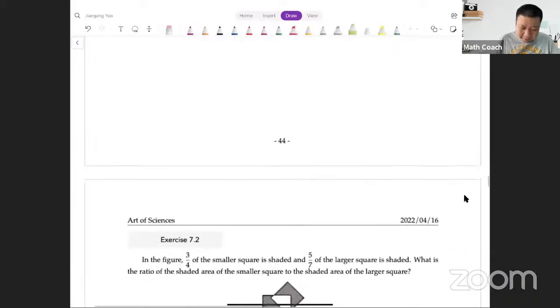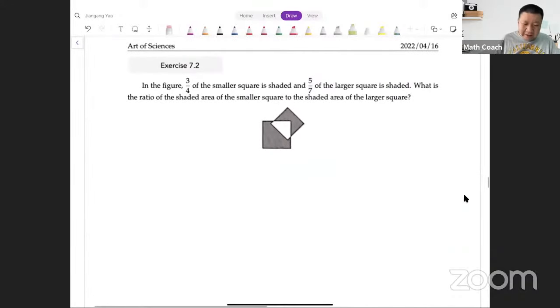Okay, so next question. In the figure, 3/4 of the smaller square is shaded, and 5/7 of the larger square is shaded. What is the ratio of the shaded area of the smaller square to the shaded area of the larger square?